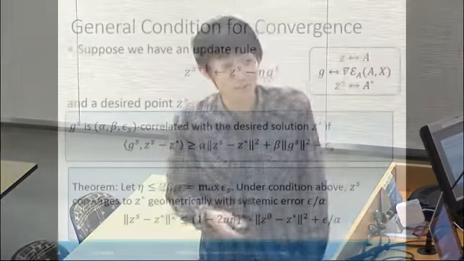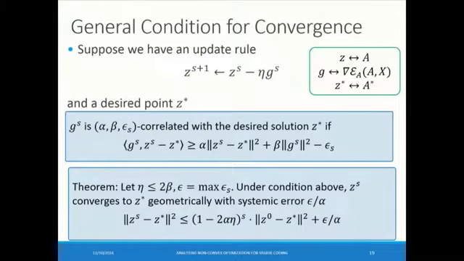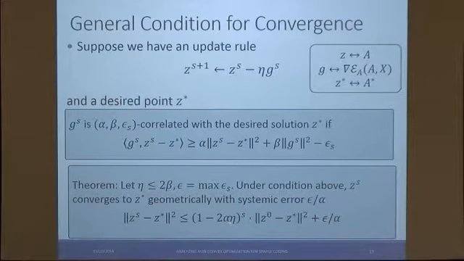The theorem is that if g_s always satisfies this condition, which is something we need to check, then we have geometrically decaying error. The learning rate needs to be small, I think less than 2 over beta, so we cannot choose it to be very large. We also have some systematic error, epsilon s, which we allow because for this problem we really have this error.